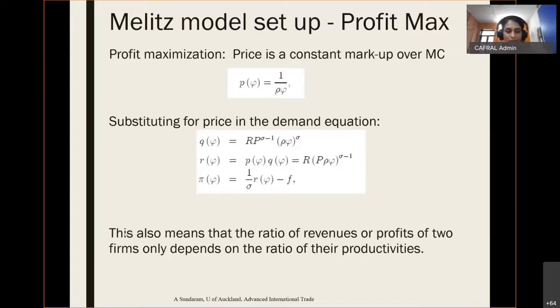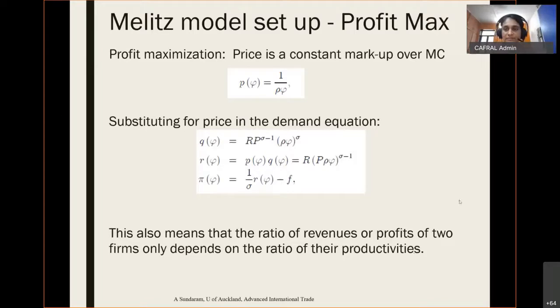Now, one important thing to note here is that the ratio of revenues or profits of two firms will simply depend on the ratio of their productivities. So how can we see that? If I look at this equation for revenue, R of phi, given by that expression on the right, and I have two firms, one with productivity phi one and the other with productivity phi two, then I take the ratio of their revenues. All I'm doing is dividing this expression, where phi is phi one, by the same expression with phi as phi two. Most of these things will get canceled, and what will remain is simply a weighted ratio of the two productivities, phi one and phi two. So I can express the ratio of revenues or profits of any two firms simply using the ratio of their productivities.